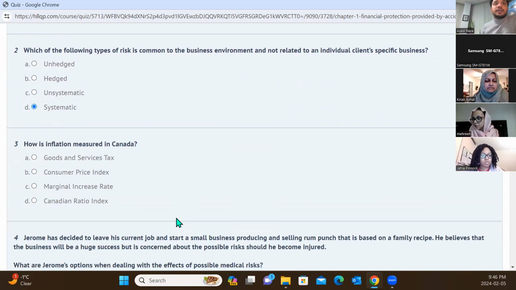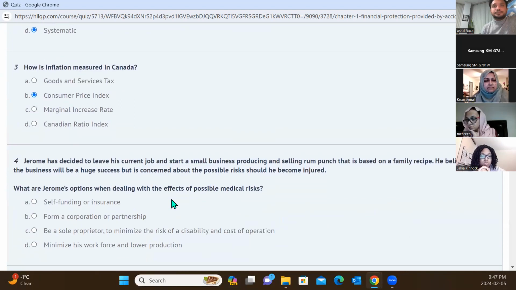Number 3, how is inflation measured in Canada? Anybody? Easy. Let's say we want to measure body temperature, we use a thermometer, right? So when you want to measure inflation, there's a tool that is used. You might have read that in a newspaper somewhere. Canadian ratio index, no. Marginal increase rate, no. Jaya answered goods and services tax, no. Marine, you're right. So we always call it CPI, consumer price index. CPI is that measurement tool that is used to measure inflation.